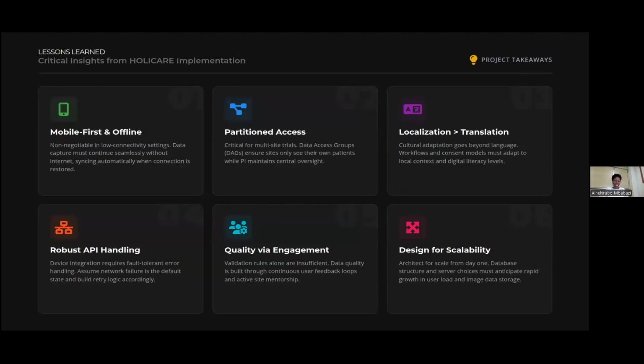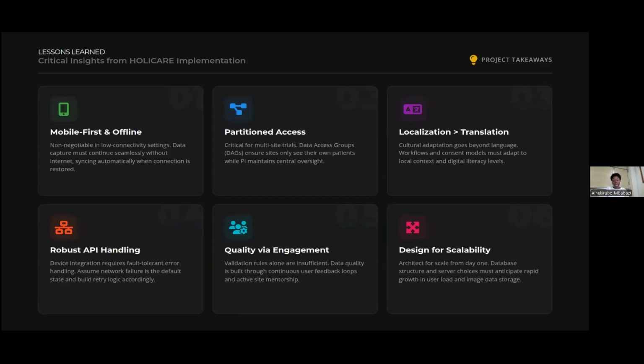So for the lessons learned, here are our key takeaways: a mobile first and offline system is non-negotiable, especially if you are working in a low connectivity setting, and data must continue seamlessly without internet. Synchronizing this data should happen once there's connectivity. So if you're to operate in a setting such as ours, you need to think about how you're going to capture this data offline, because the internet is really not reliable.